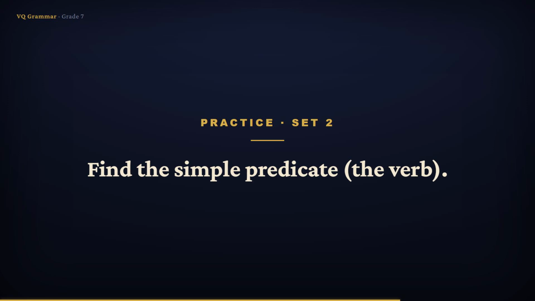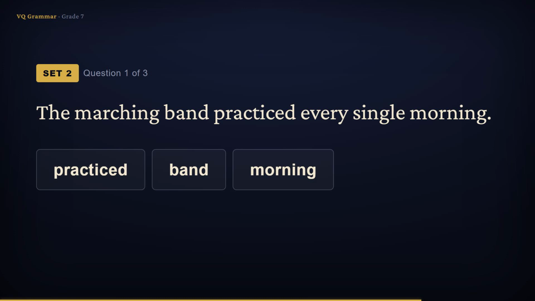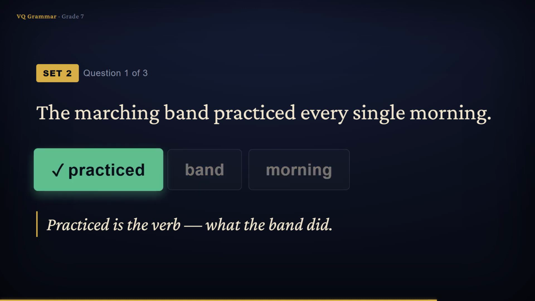Now find the simple predicate. Remember the rule. The simple predicate is always a verb, the action or being word that tells what the subject does or is. And watch out, sometimes it's a whole verb phrase. Pause and try each one before I answer. The marching band practiced every single morning. The band is the subject, the doer. We want the action word. What did the band do? It practiced. Practiced is the verb, so it is the simple predicate. So the answer is practiced.